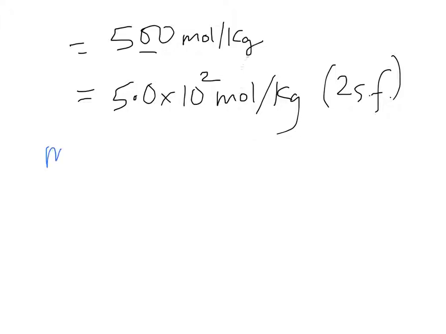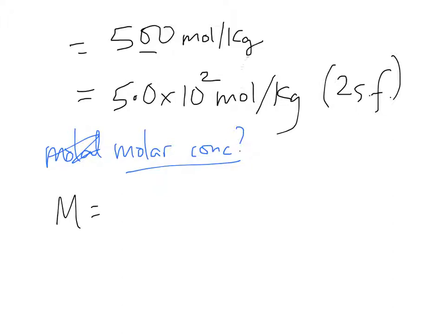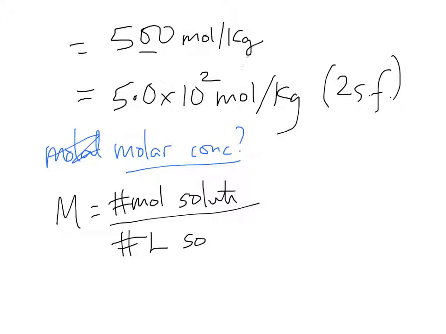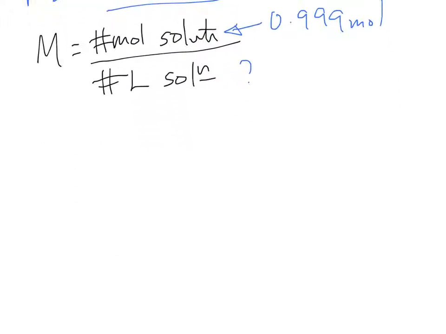All right, so what about molal? Oh, I'm sorry, we've already done that. What about molar concentration? Molar concentration is the number of moles of solute, which we have from above, that's the 0.999, over the number of liters of solution. So at least the top part here we already have. The question is, how many liters of solution do we have?